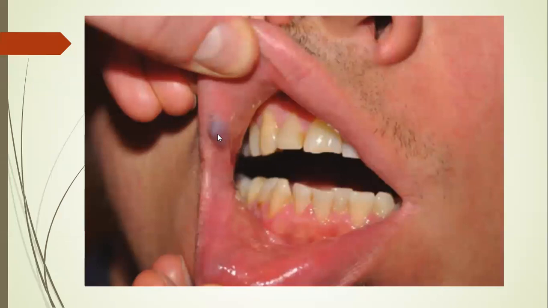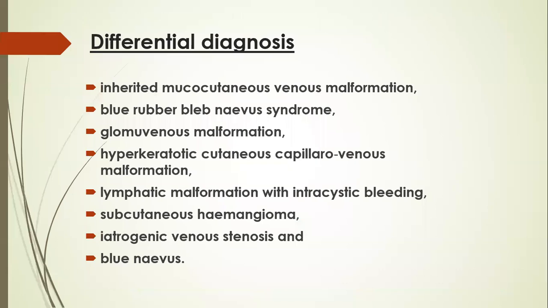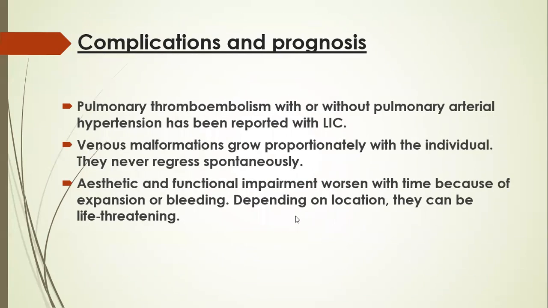This is a mucosal lesion of venous malformation, also known as venous lake. The differential diagnoses include inherited mucocutaneous venous malformation, blue rubber bleb nevus, glomovenous malformation, hyperkeratotic cutaneous capillovenous malformation, lymphatic malformation with intracystic bleeding, subcutaneous hemangioma, iatrogenic venous stenosis, and blue nevus.